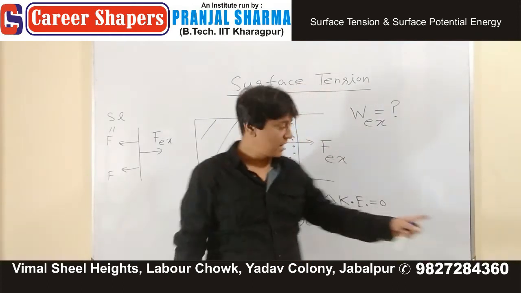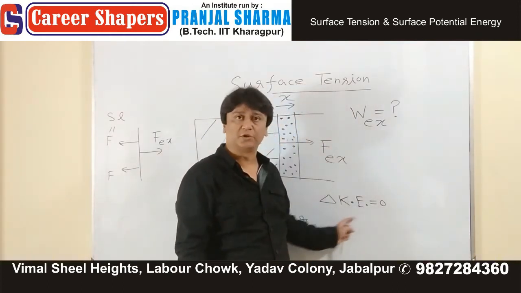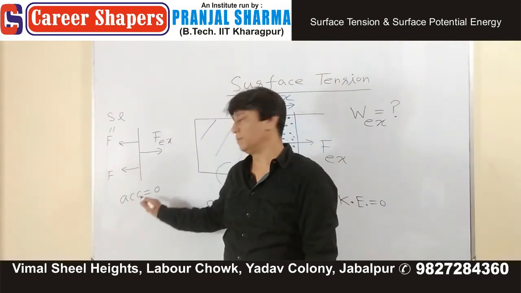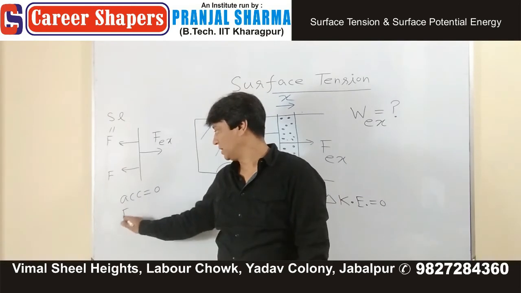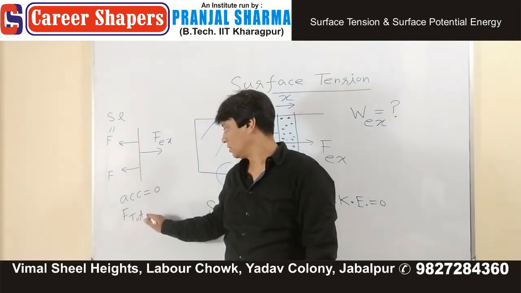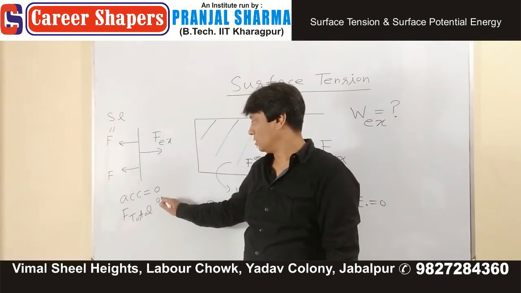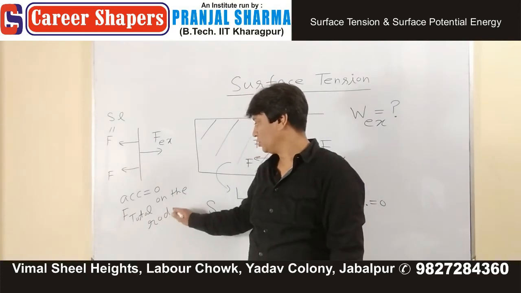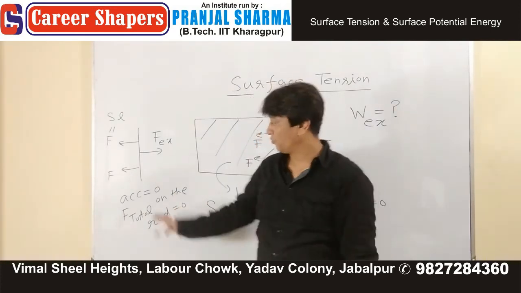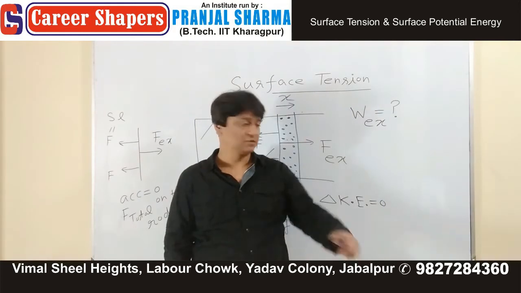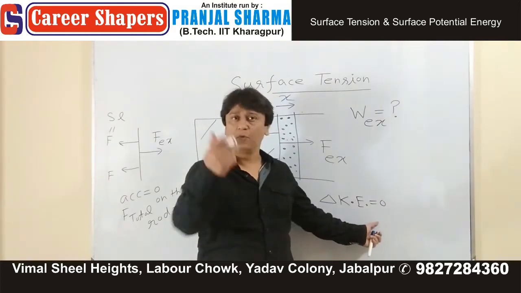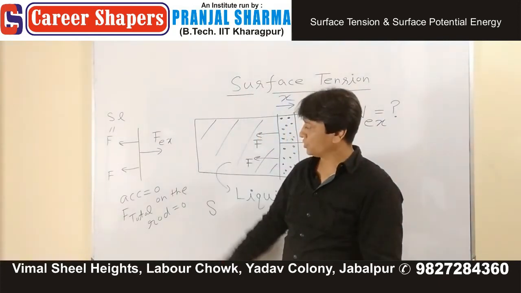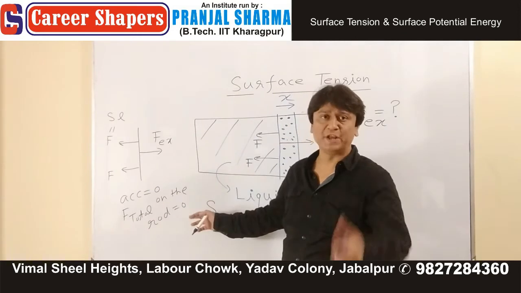Now, when I say that the change in kinetic energy is zero, it means acceleration is zero. If acceleration is zero, that means F total on the rod should be zero. We have zero acceleration. And why do we have zero acceleration? Because there is no change in kinetic energy. Why is there no change in kinetic energy? We'll see that. Now, acceleration is zero, F total on the rod is therefore zero, which means what?